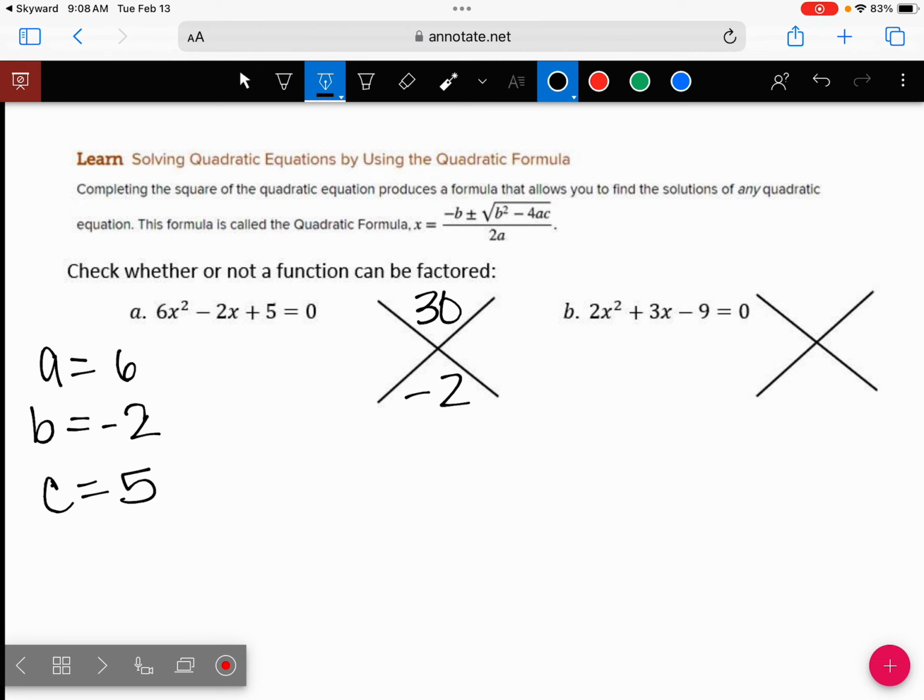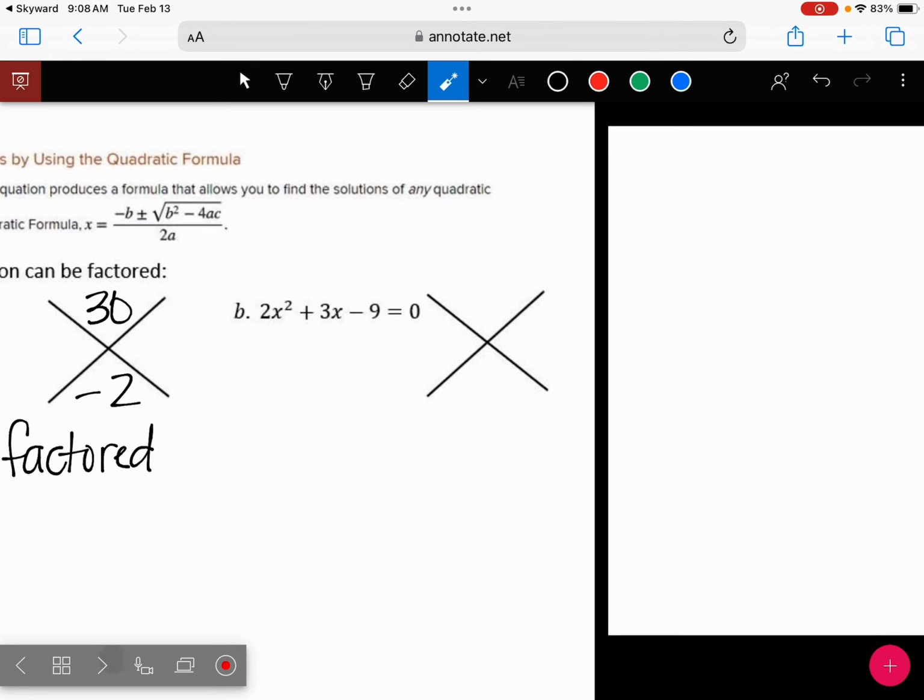Feel free to look at your multiplication charts to help you out. Are there any numbers that would multiply to be +30 and add to -2? No. So this cannot be factored. And the reason why is because the numbers don't exist. All right, this is why we have the quadratic formula, because the quadratic formula is going to work for everything.